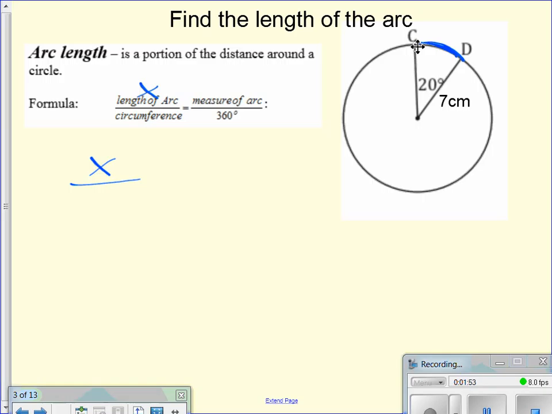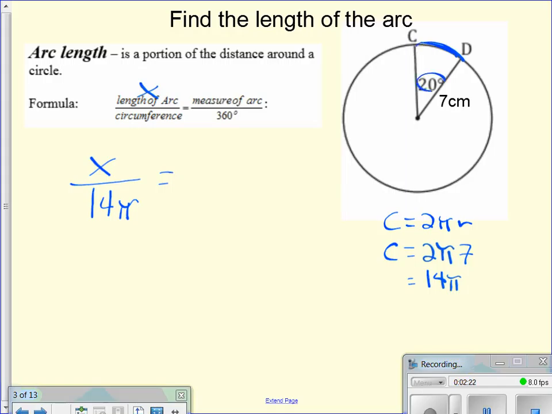I know I don't want to do these every time, but a little side problem: circumference is 2 pi r. So our circumference here is 2 times pi times the radius, which is 7, which I can simplify to 14 pi. I'm going to leave that at the bottom of my fraction. That's my circumference. Notice you could do that in decimal form right now, and it would be somewhere in the 40s, but I'm going to leave it in terms of pi for simplicity.